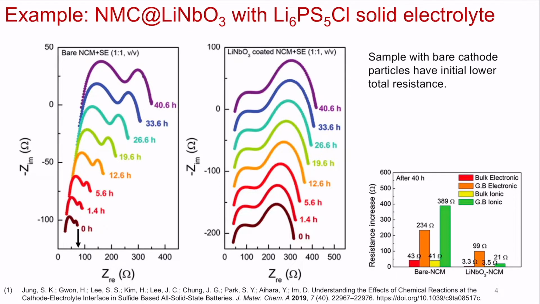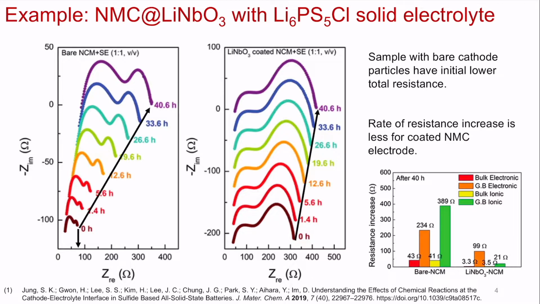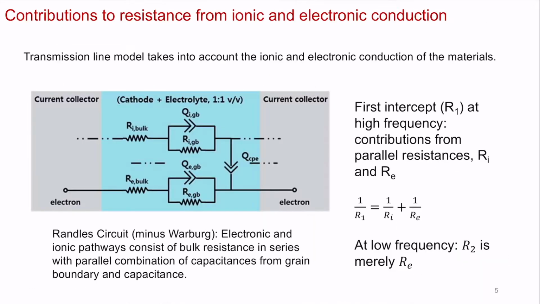Okay, so that is the entire summary of what you all just said, right? What you notice is that first, if you had to fit the semicircle, it's a little less than 100 ohms in terms of the total resistance, and that rate increases quite a bit. But the rate for lithium niobate coated samples is lower. So that's pretty powerful.